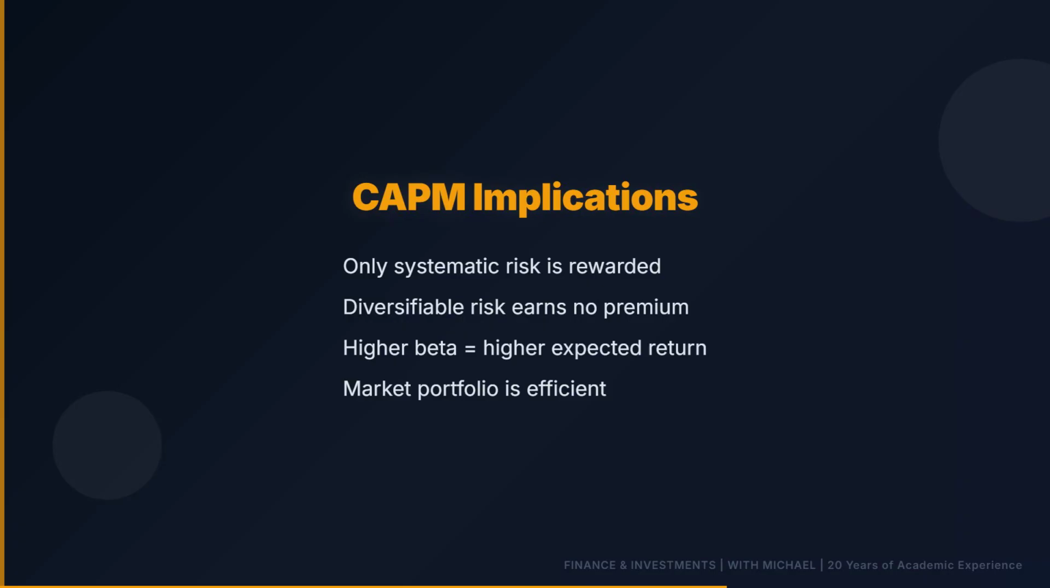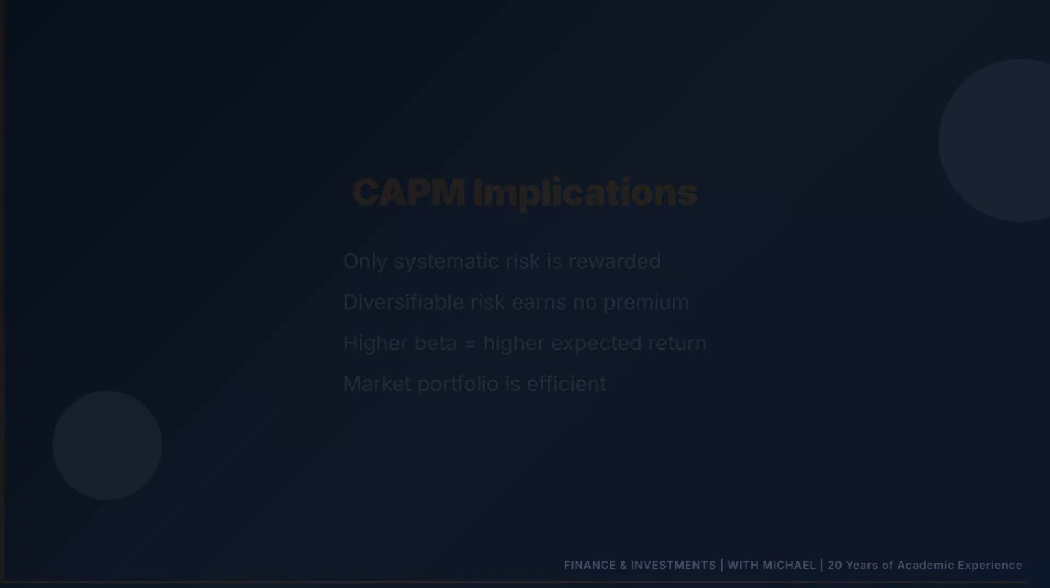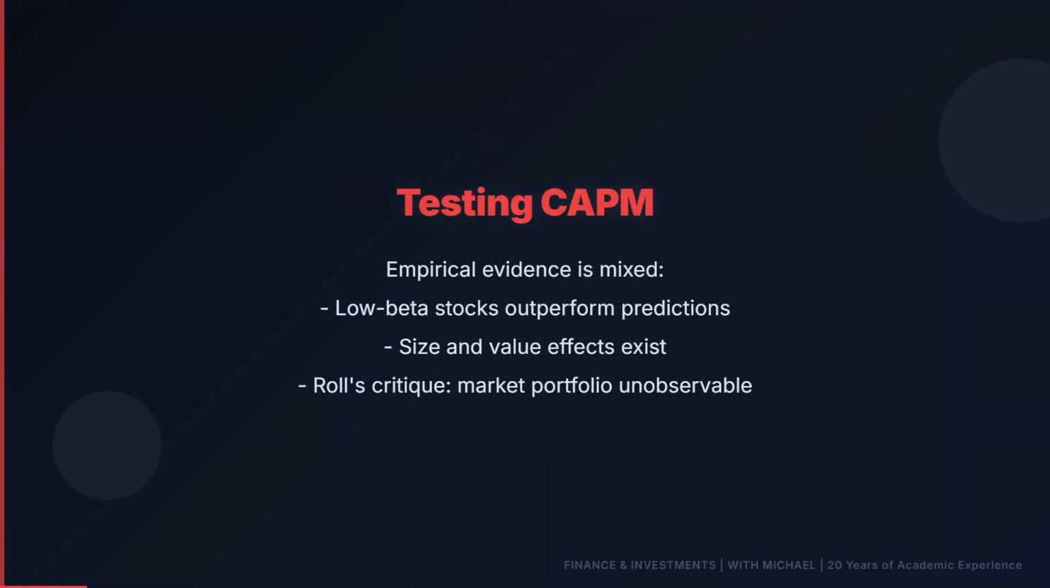So I will get 0.12 minus 0.05, which is 0.07, multiplied by 1.6, plus 0.05. So the return of X is equal to 0.162, 16.2%.